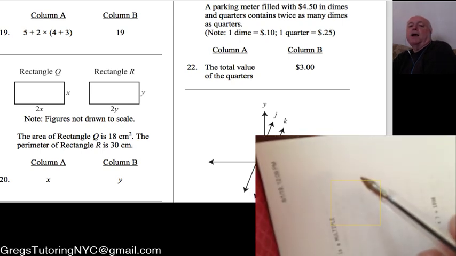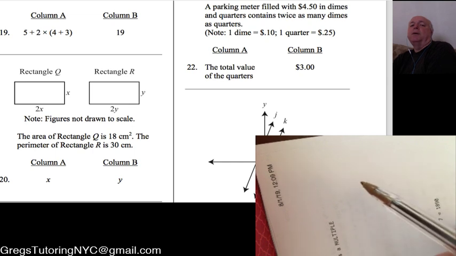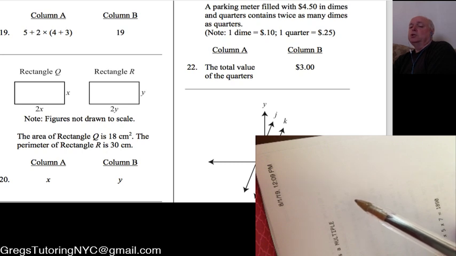So we have to compare column A with $3, the total value of the quarters. So we need to resolve somehow how many dimes and how many quarters we have. When there's two things like this, we're trying to solve for two things. We normally do something called simultaneous equations, and you could either solve them by figuring out what the equations are and then replacing one equation with the other by substituting, or by subtracting the two equations and then solving for one of them. In both cases, you're going to end up solving for one, and once you get the one, you're going to solve for the other.